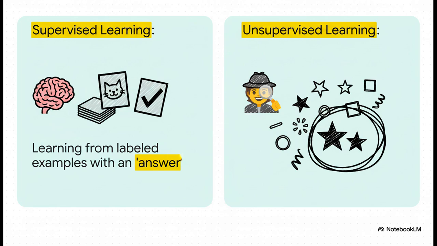Think about it like this. Supervised learning is the student. It's like you're giving it a big stack of flashcards with the answers already on the back. It studies the examples and the answers, and it learns the rules. But unsupervised learning, that's the detective. It gets dropped into a scene with no instructions, just a bunch of clues. Its entire job is to look at all the evidence and piece the story together on its own.